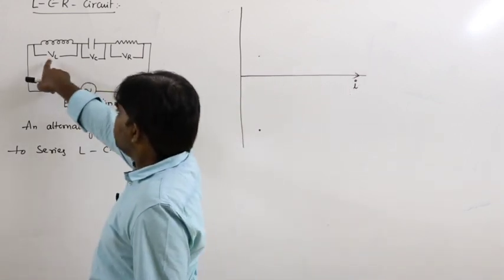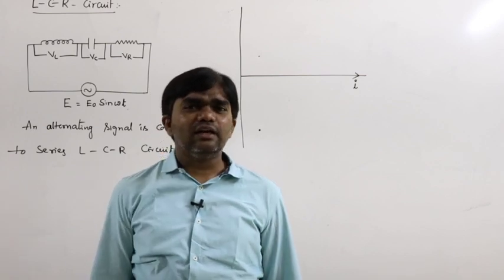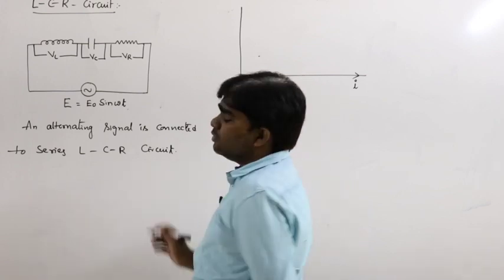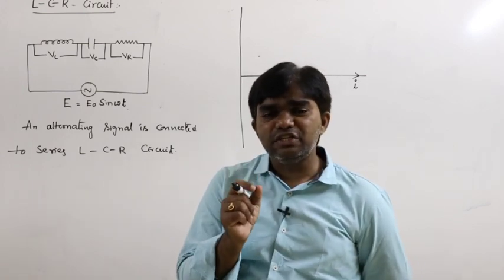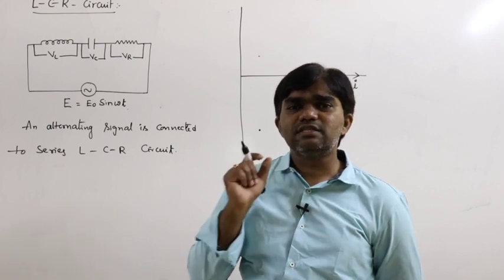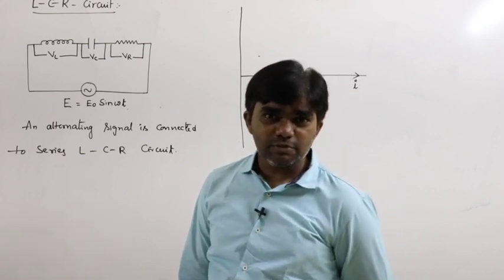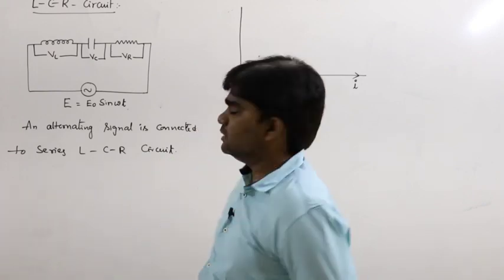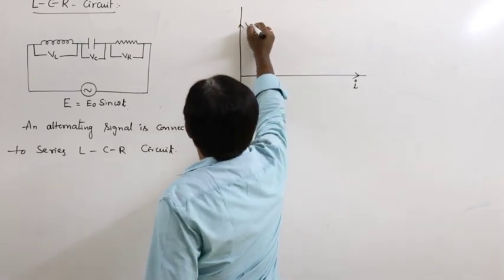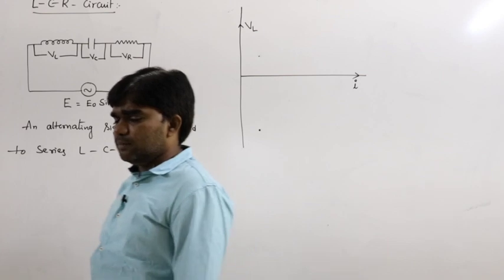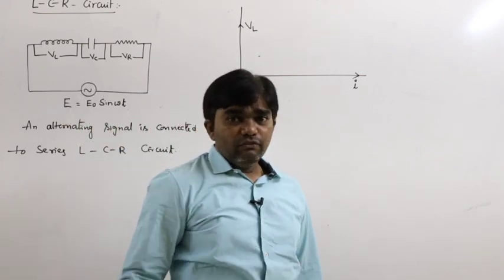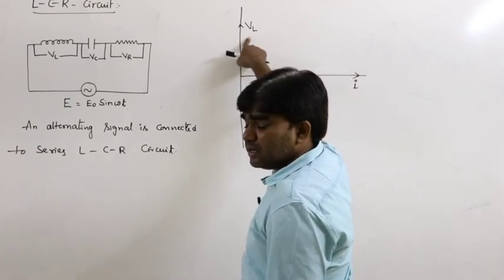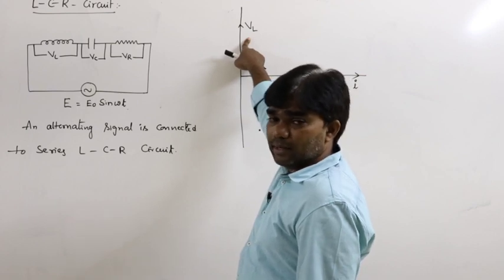So first come to the inductor. If only inductor is connected to the circuit, what happens? There must be a phase difference between the EMF and current of pi by 2. Which one leads here? EMF leads, by an angle pi by 2. That's why VL must be represented in the upward direction, because EMF across the inductor leads the current by an angle pi by 2.